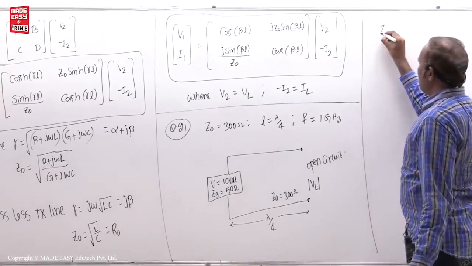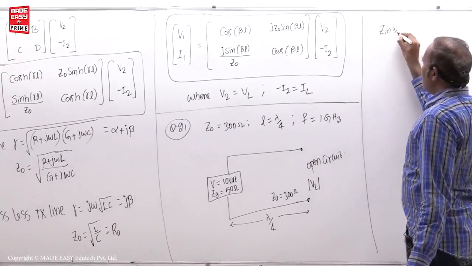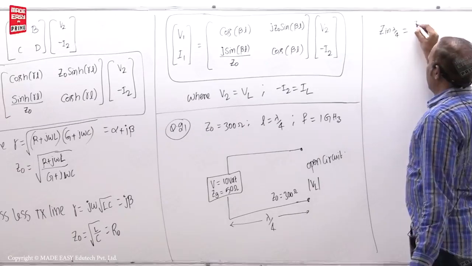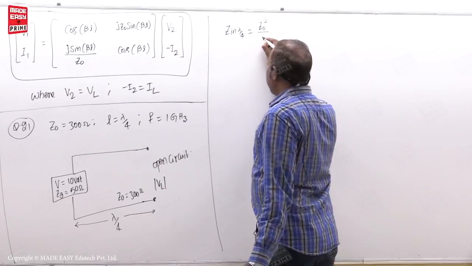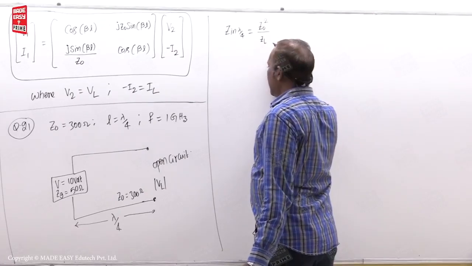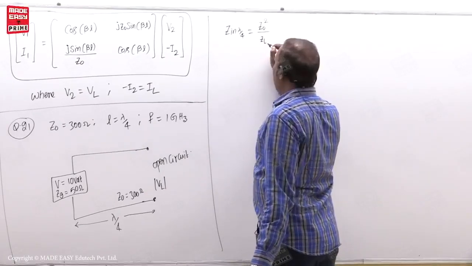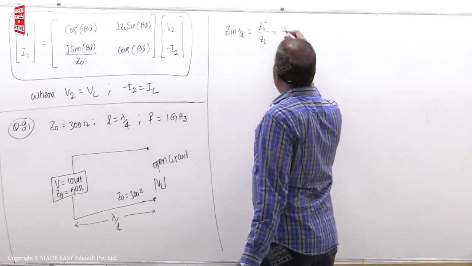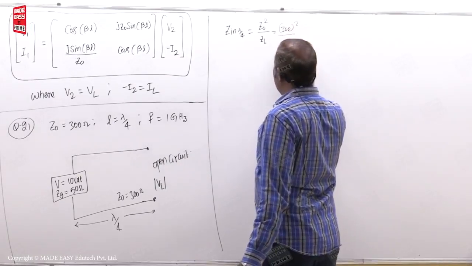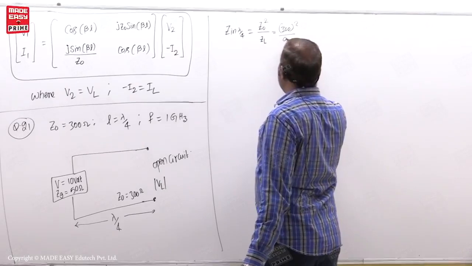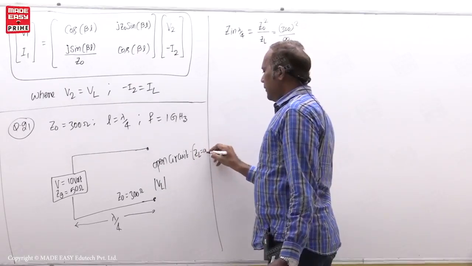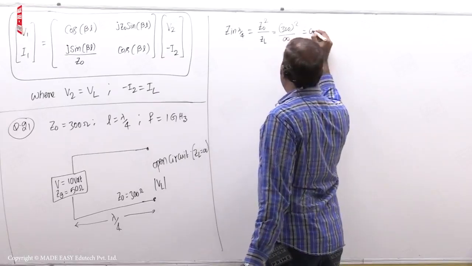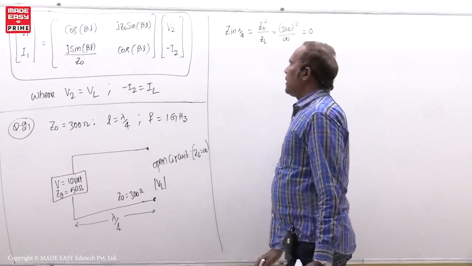First of all, I will calculate the input impedance of the lambda by 4 transmission line. That is nothing but Z0 square by ZL. So Z0 square is 300 square divided by ZL. What is ZL, students? ZL is open circuit, no? So ZL is equal to infinity. So you get Z in of lambda by 4 is 0.